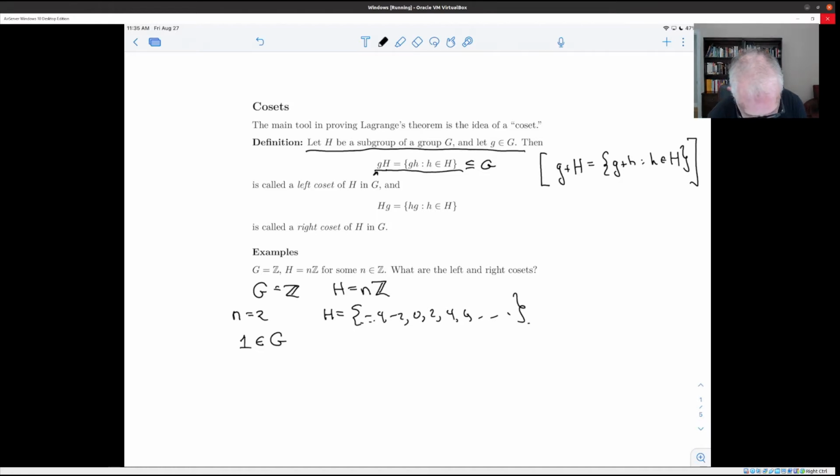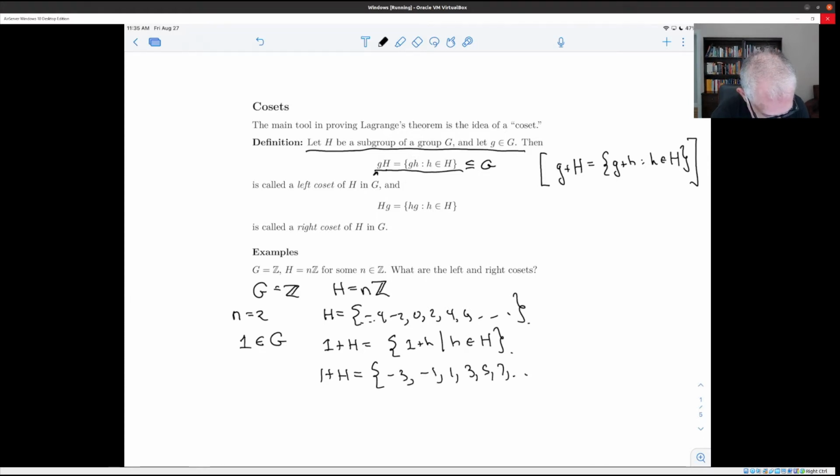So I want to take 1 plus H, and that's the collection of things of the form 1 plus h, where h is in H. In other words, take the collection of even numbers and add 1 to them. Well, we get the odd numbers. So 1 plus H is ..., -3, -1, 1, 3, 5, 7, ... So that's one coset, and it's a left coset, but it's also a right coset in this particular case, because whether you add 1 on the left to your even numbers or 1 on the right, you still get the odd numbers. That's because the group is abelian, or commutative.